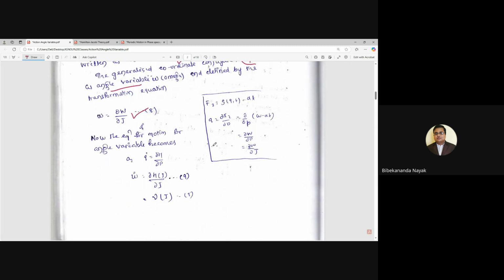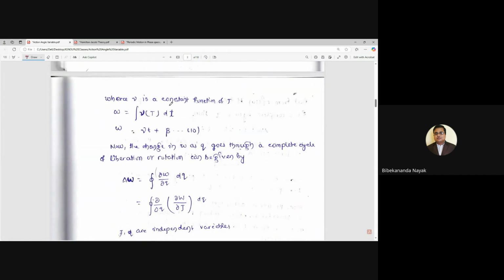Now the equation of motion for the angle variable: q dot is equal to del H by del P, becomes omega dot is equal to del H by del J, which is nu. So omega is equal to the integration of nu dt, or omega is equal to nu t plus beta. Now consider the change in omega as q goes through a complete cycle. Q goes through a complete cycle here, and omega varies over the cycle. So the change in omega will be del omega by del Q dQ over a complete cycle.